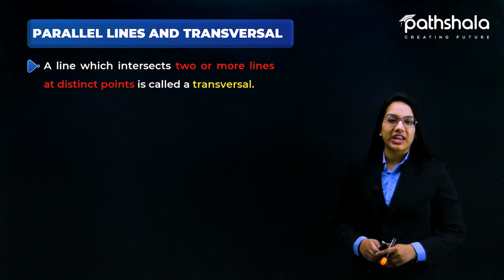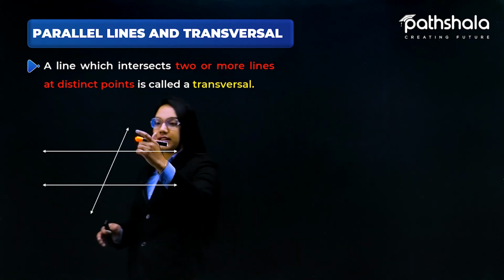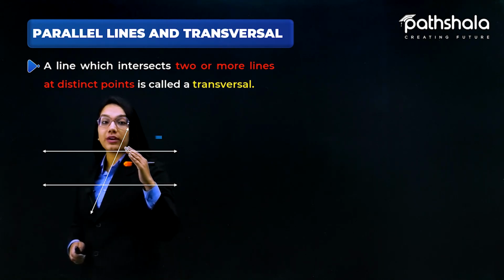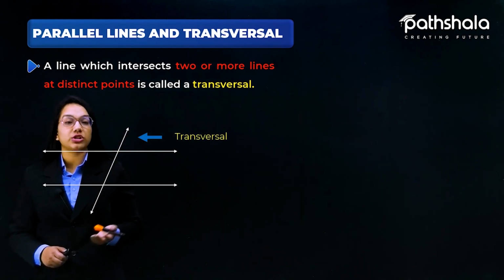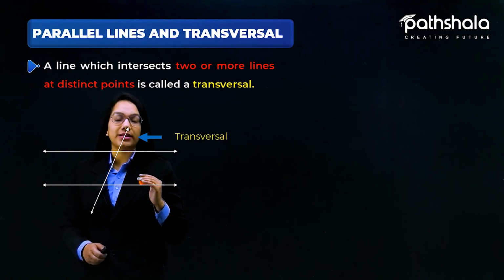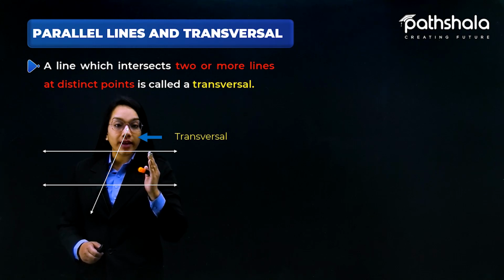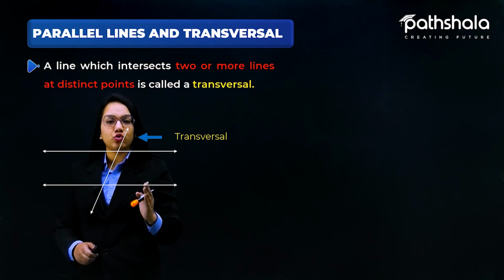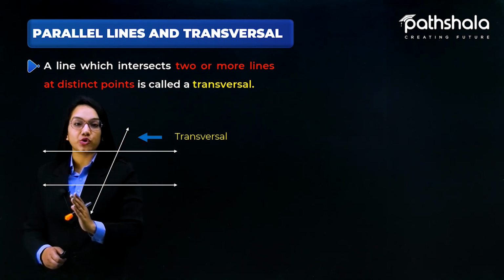Let us suppose I'm taking two or more lines in such a manner. This particular line that is intersecting these two lines at two distinct points is called a transversal. And these two are called parallel lines, because if we take any two points on these lines and join them such that it forms a perpendicular, then the distance or the length between these two lines should always be the same, whichever two points I take on these two lines.